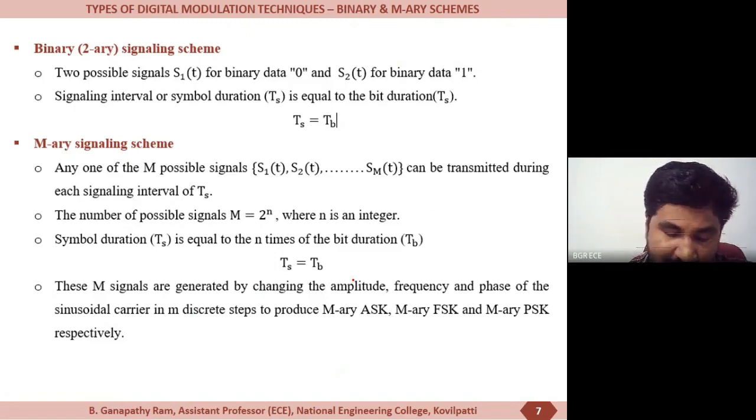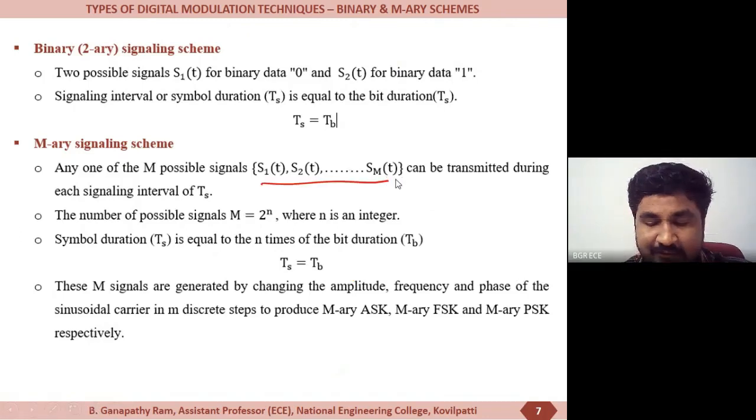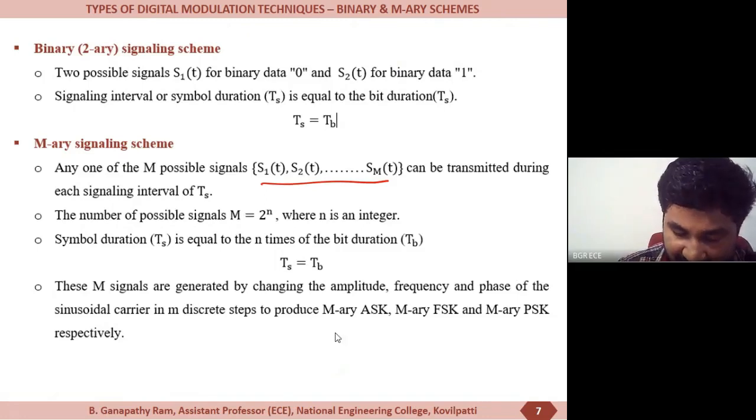So we will have M number of possible signals, S1 of t, S2 of t, up to SM of t, each of which is transmitted within a time interval of Ts. So let us say a binary data is transmitted in such a way that 1 0 1 1 0 0 1 0 0 1 1 1 0 1 0 0 1.